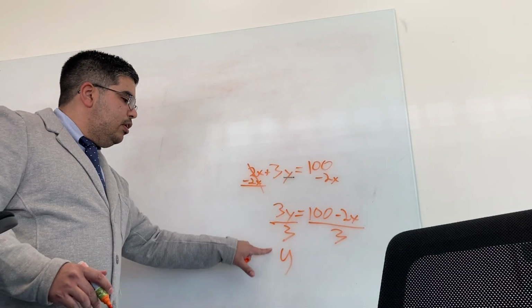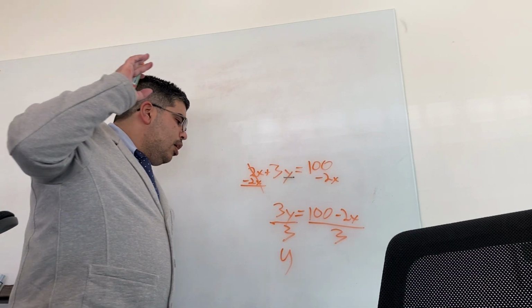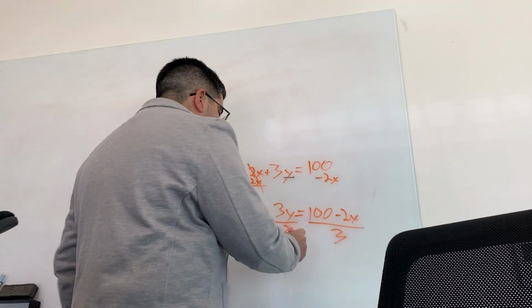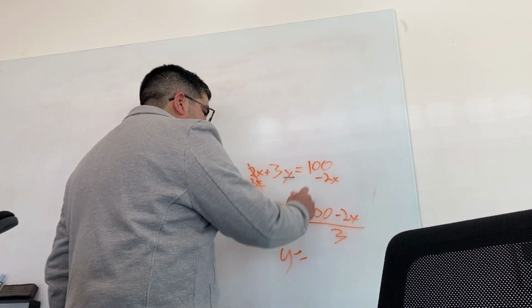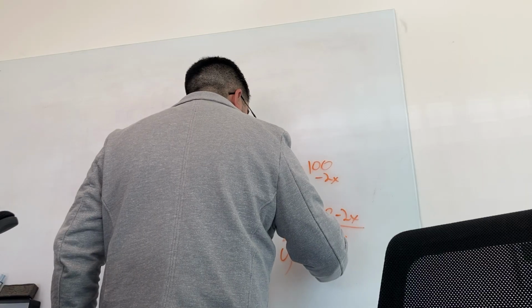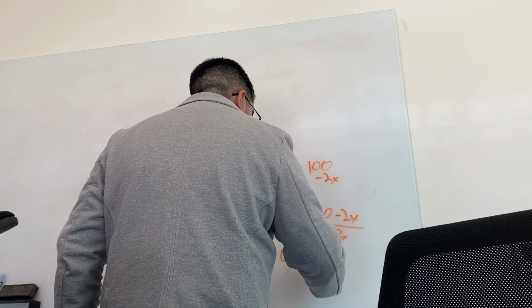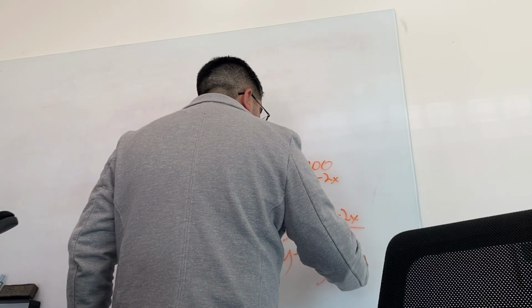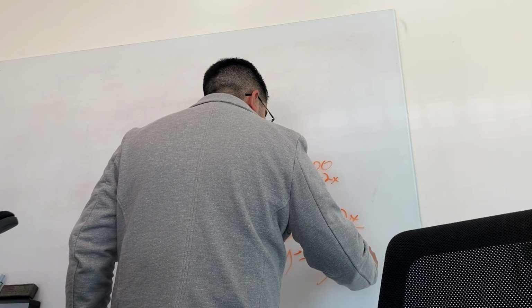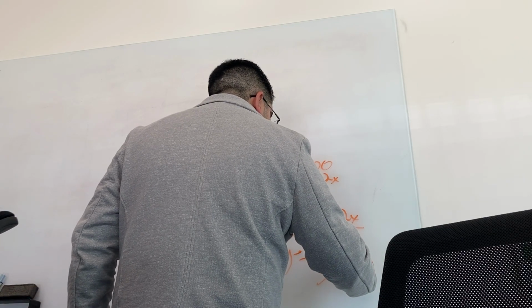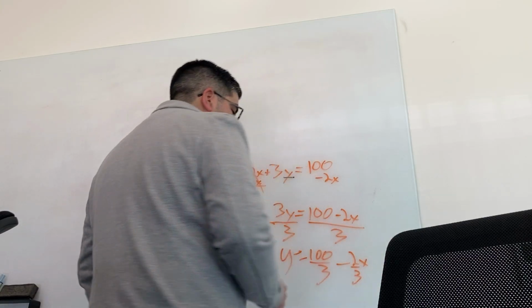Remember from my previous videos, you don't need that 1. So y equals, in this case, 100 over 3 minus 2x over 3, or minus 2 over 3 times x.